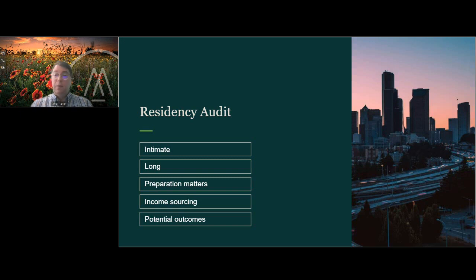And then thinking through what the audit might look like if you were going to be picked up for a residency audit, because this is something that a lot of states are exploring as additional activity.